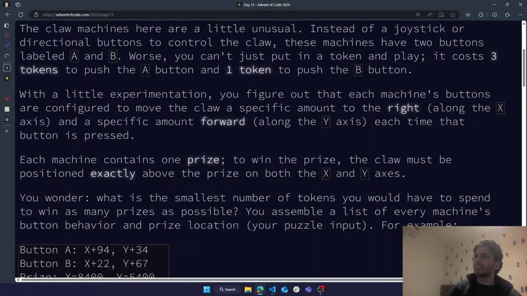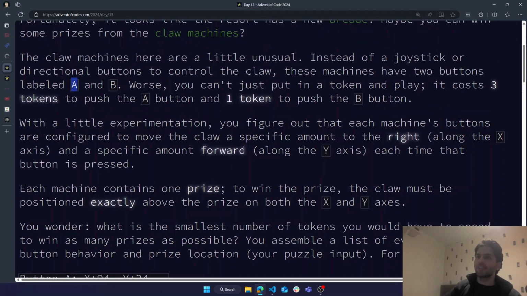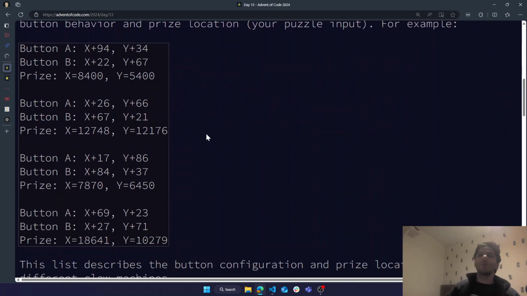For the tokens, it says how many. So every time you press A, it'll cost you 3 tokens, and every time you press B, it'll cost you 1 token, right? So looking at this, straight away my mind is going into math mode, right? Math equations. I remember GCSEs, like actually, I'll show you this.